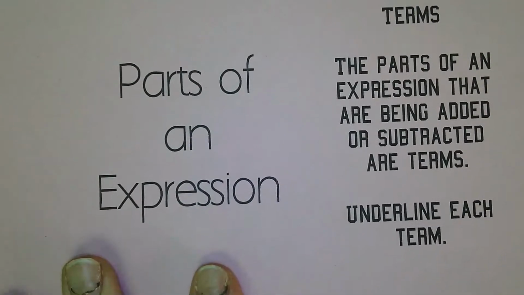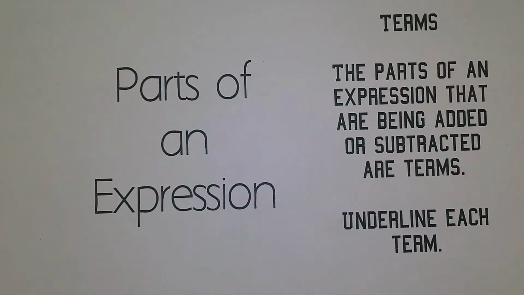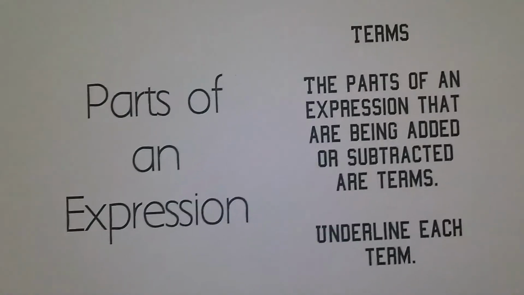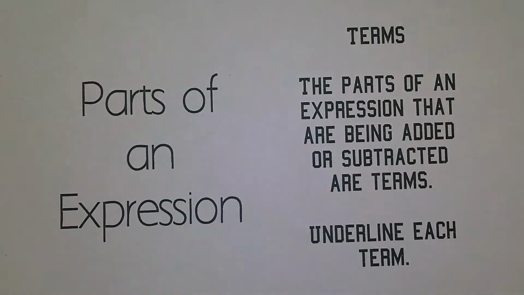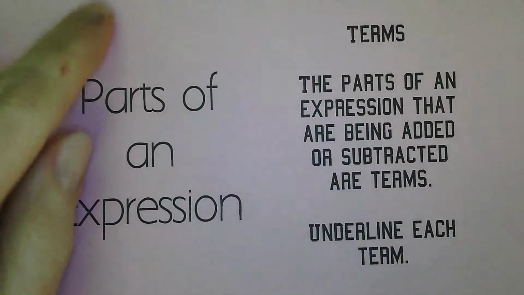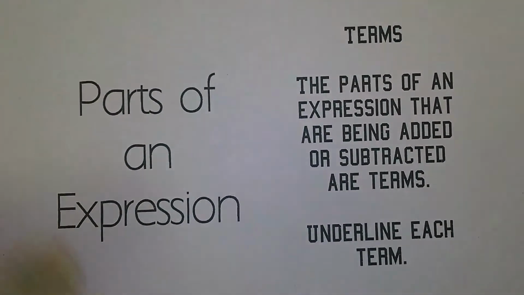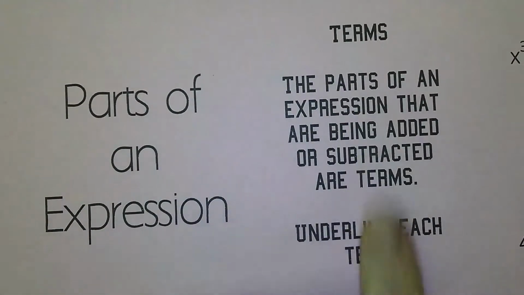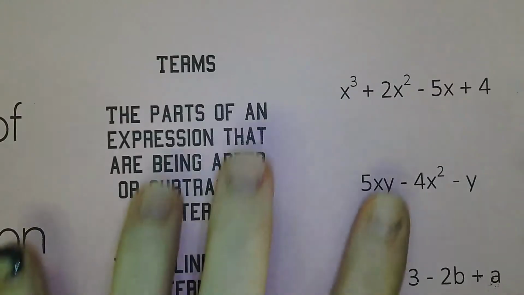We are starting off with your graphic organizer today, which is called Parts of an Expression. This is your second graphic organizer that we are going to walk through together for identifying terms, coefficients, constants, and variables. When we're all done, this is going to be the front page of your graphic organizer, and then after each one, there's going to be a definition and then examples.